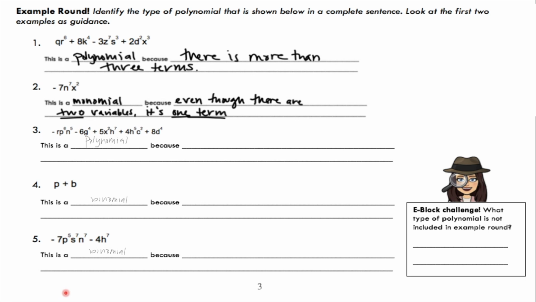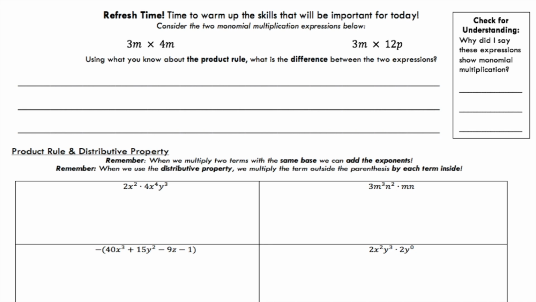Once you're done with this page, we can go ahead and move on to what we're actually talking about today. So I kind of lied. I forgot. There's one more thing we have to do before we actually learn what we need to do today. We have to refresh the skills I talked about before in order for us to be able to multiply those binomials and polynomials.